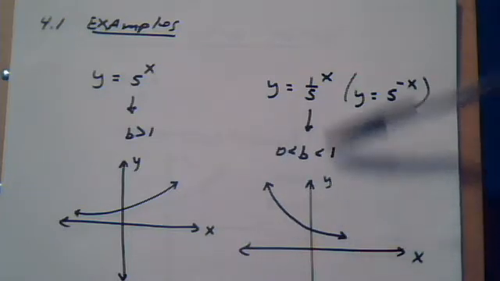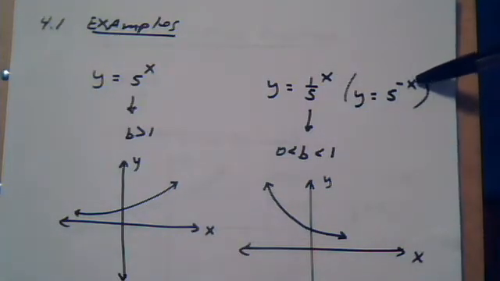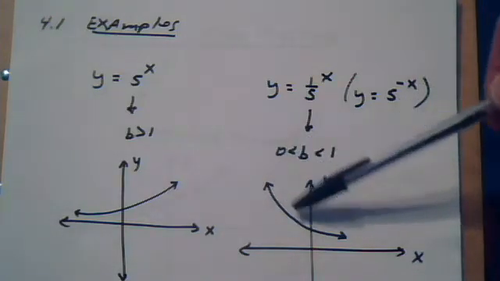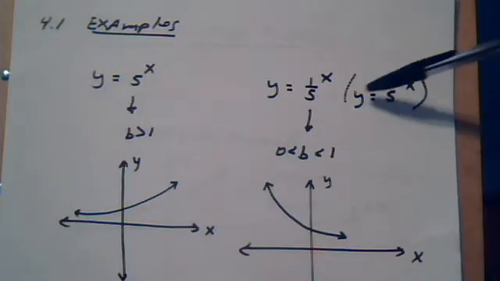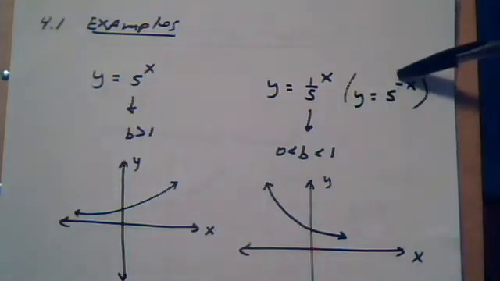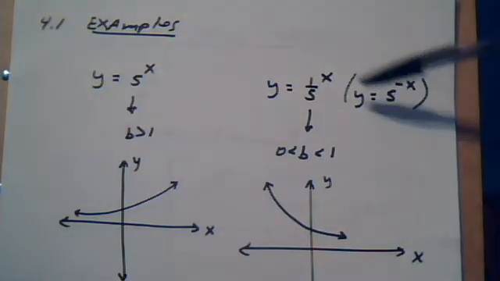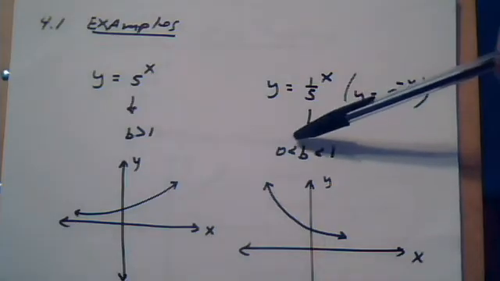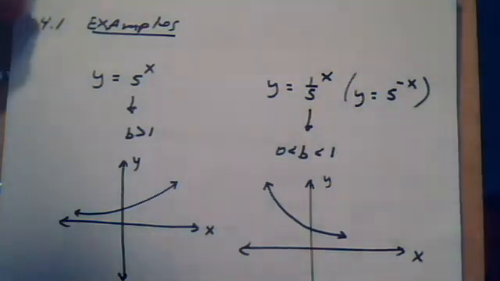But be careful. The 1/5 can also be written as 5 to the negative x. So another way to know that the graph is falling is that you have a negative exponent. But if you have a negative exponent, make sure you take the reciprocal, because the negative exponent means take the reciprocal, 5 over 1 becomes 1 over 5. Make sure the b is between 0 and 1.